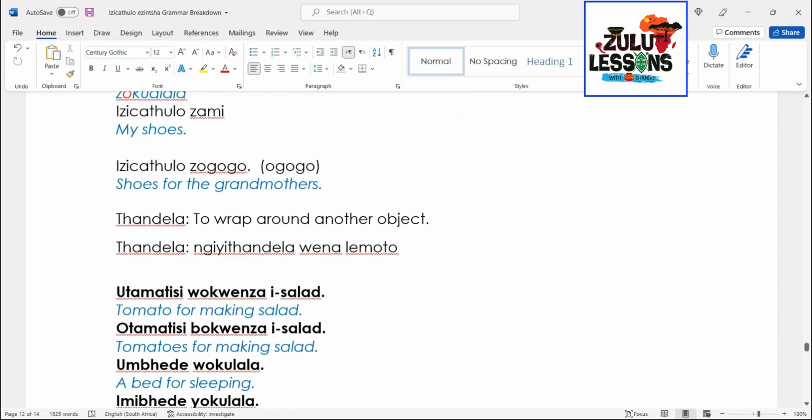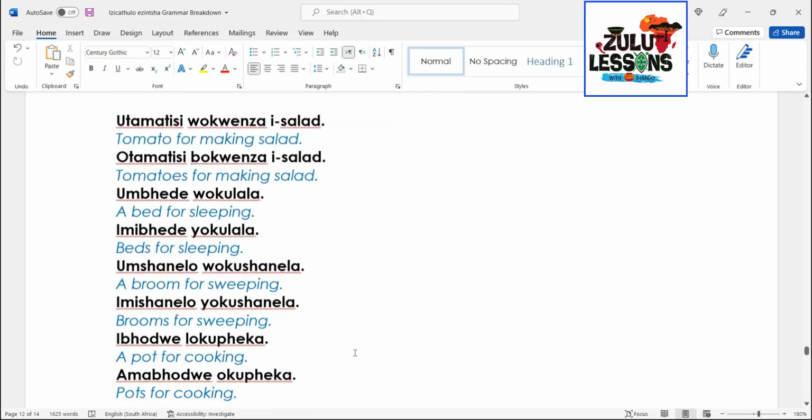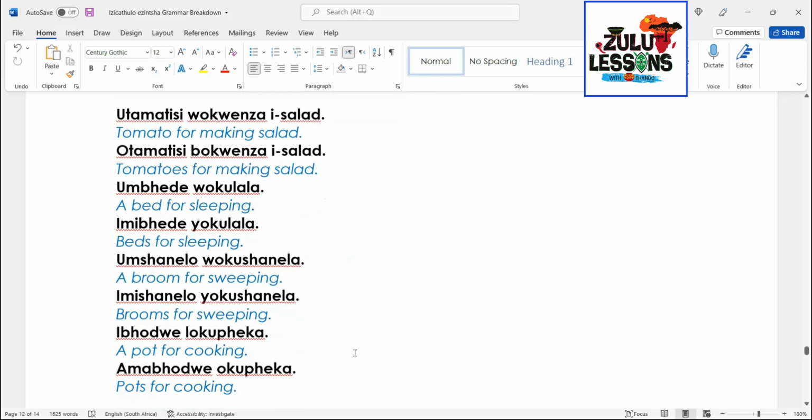Now, let's have a look with that possessive that we had there, where we said zokudlala. Let's have a look at a few examples using different sentences. So, utamatisi wokwenza isalad. Wokwenza. Here we have wa, so the prefix for the possessive is wa. So utamatisi, wa and ukwenza. Ukwenza is doing or making. So that is a verbal noun or a gerund, which is a class 8 noun.